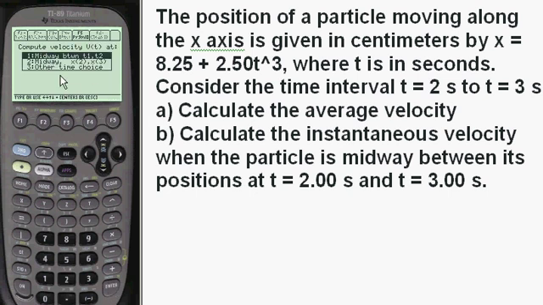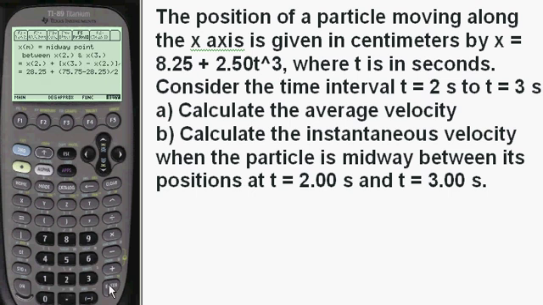They're asking for midway between x2 and x3, okay? Not t2 and t3, okay? Or t1 and t2. So we're going to choose number 2 here for that. And so when we find x at 2, we do these calculations here. Here's the main function. Turns out to be 28.25 centimeters. And then at 3, turns out to be 75.75 centimeters.